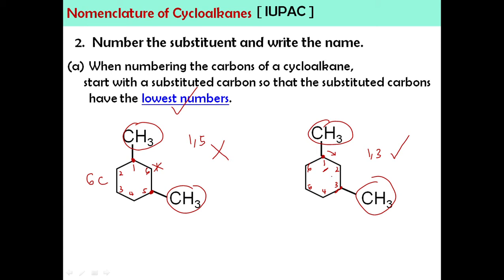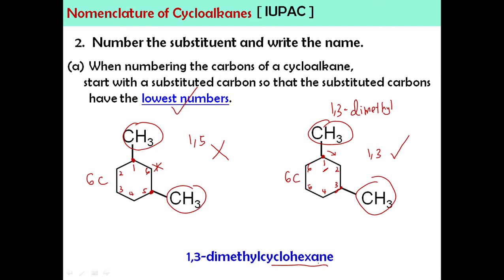Okay? So, your substituent is methyl. Okay, this is identical substituent. So, it's actually dimethyl with the number of 1 and 3. So, this is 6 carbon. Jadi, full name adalah 1,3-dimethyl cyclohexane.